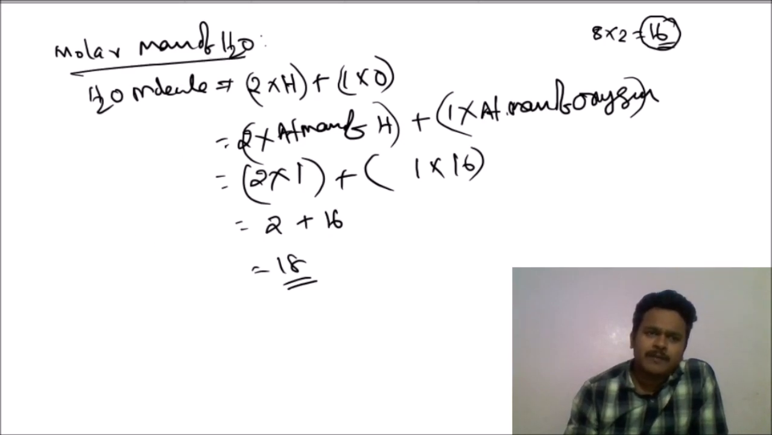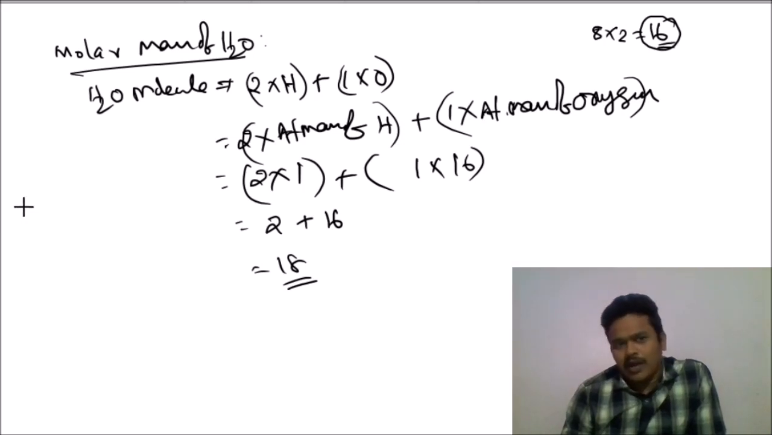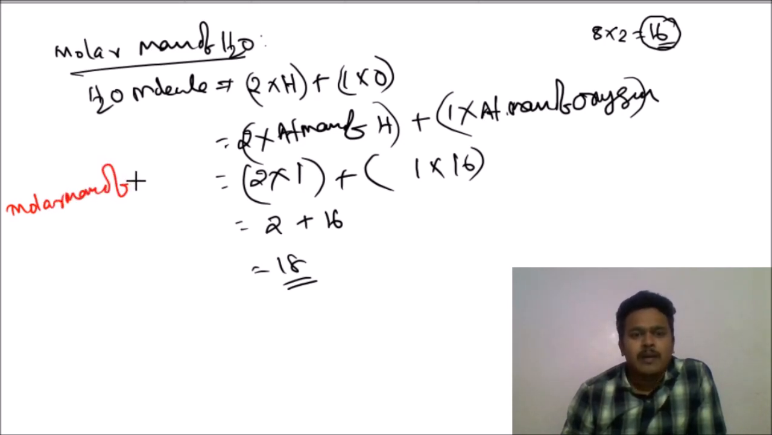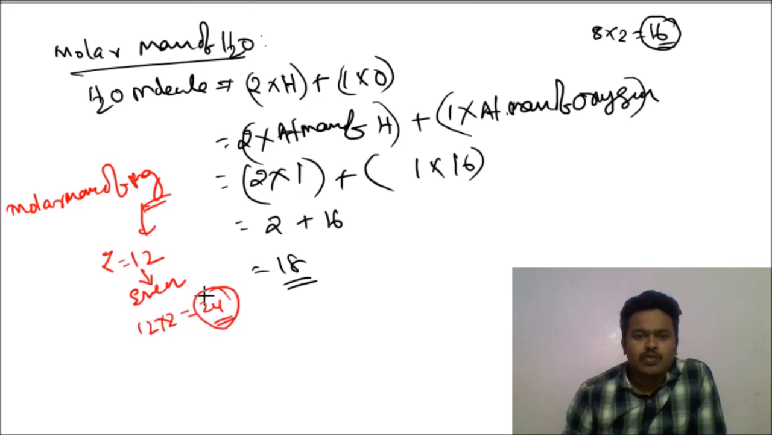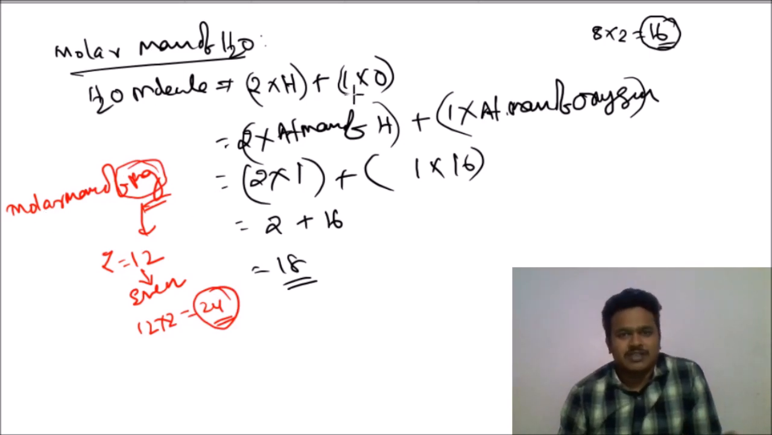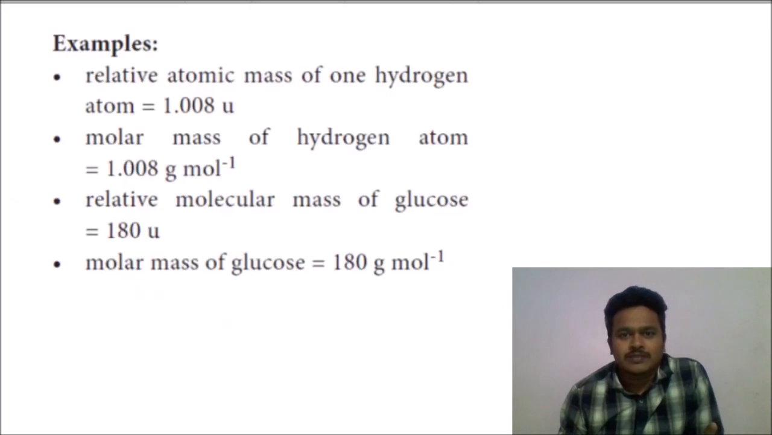In a similar way, you can say the molar mass of magnesium. Magnesium atomic number is 12. 12 is an even number, and what you have to do is into 2, 24. 24 is the molar mass of magnesium. Like that we have to calculate for a given substance. Okay, we will go for the next one.